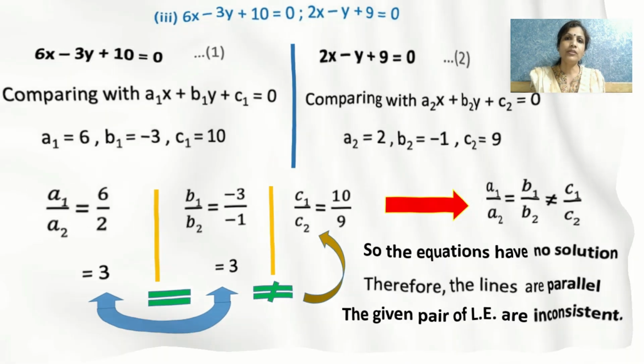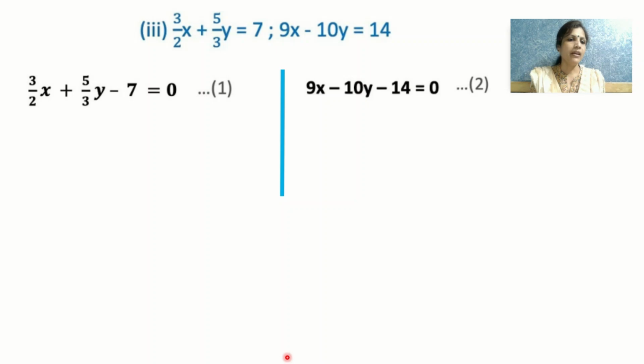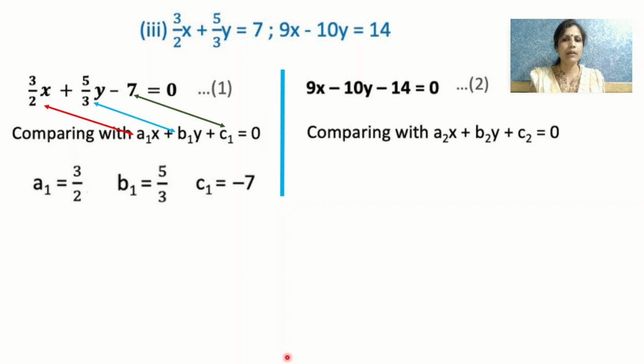Now when the fraction comes, you become nervous, but there is no need to become nervous. We'll consider this as equation 1 and this is equation 2. Comparing equation 1 with the standard form, we get a1 is equal to 3 by 2, b1 is equal to 5 upon 3 and c1 is equal to minus 7. Similarly, for equation 2, a2 is equal to 9, b2 is equal to minus 10 and c2 is equal to minus 14.